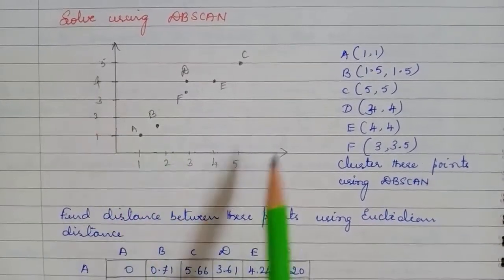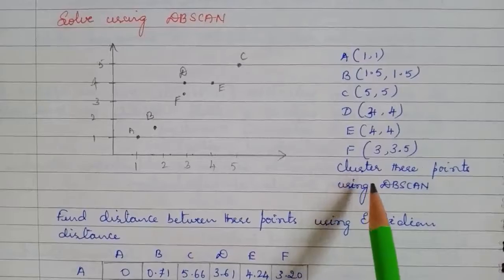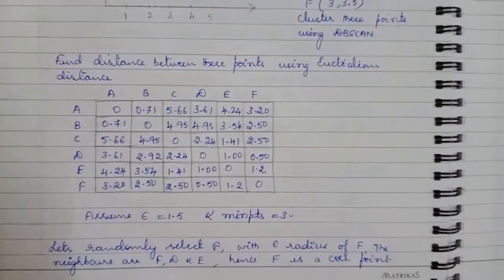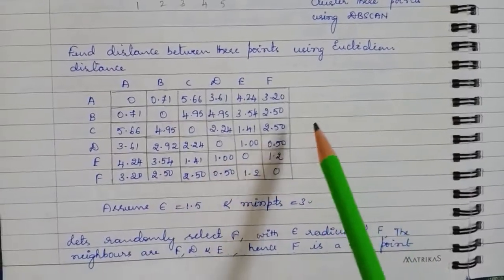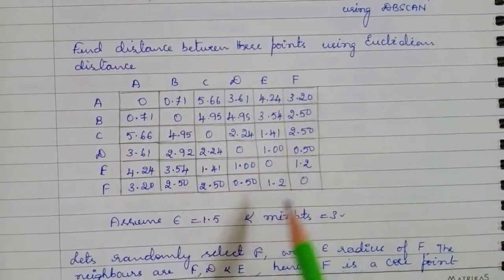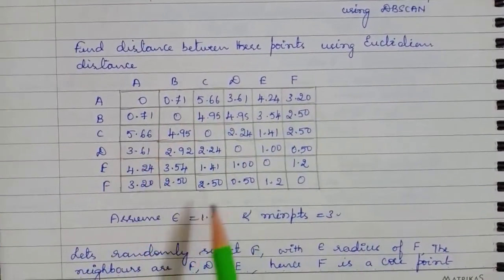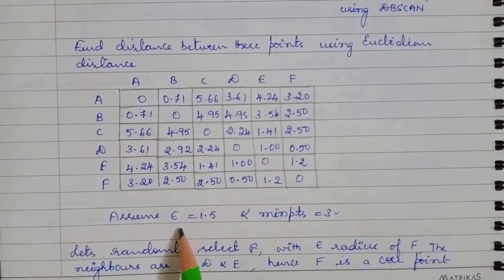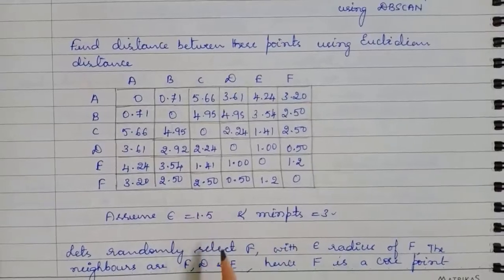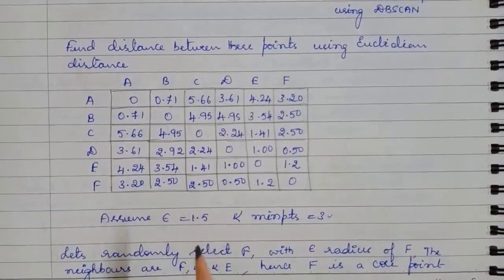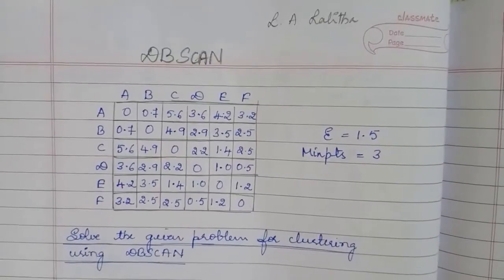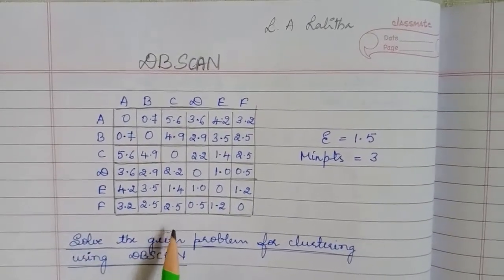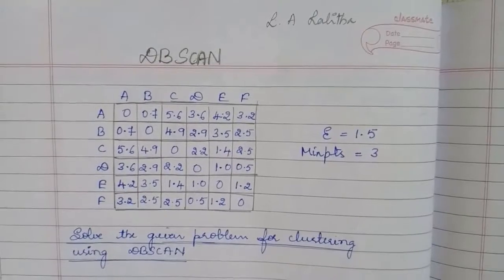Suppose the problem is given with the coordinates, you have to calculate the proximity using the Euclidean distance matrix and fill the proximity table. If you have the proximity table directly given along with the inputs epsilon and minimum points, then you can start solving the problem directly. Here I have considered the proximity table directly with the inputs epsilon and minimum points.